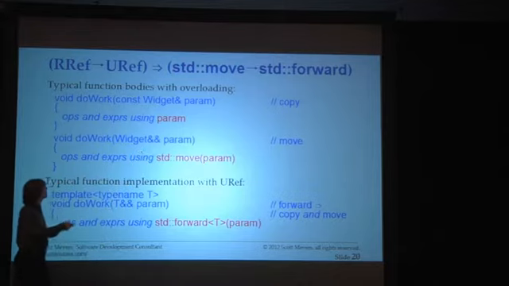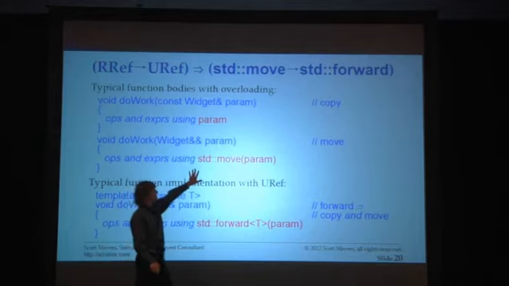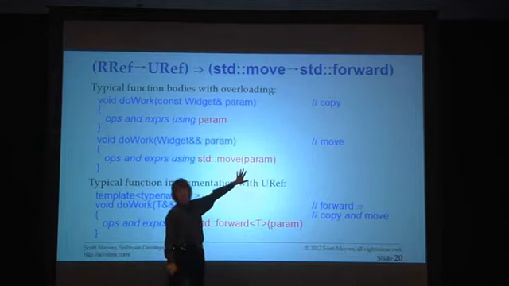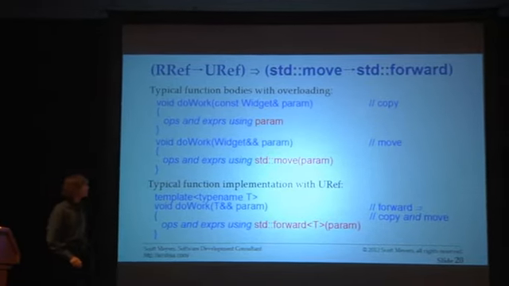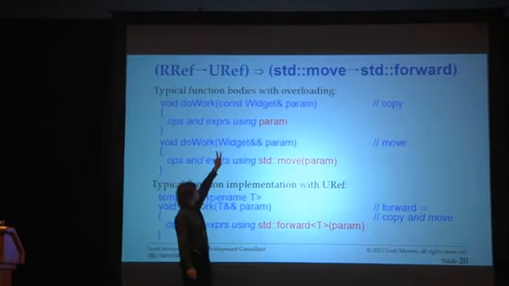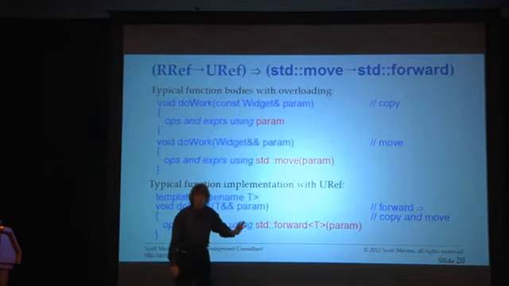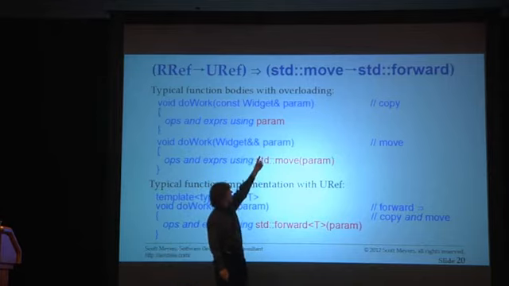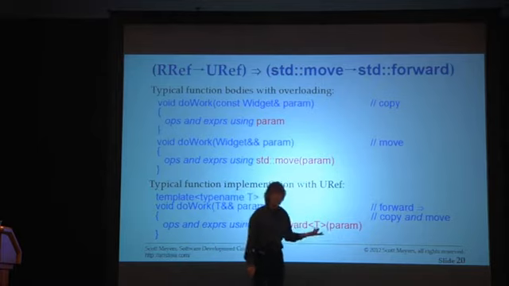Under these conditions, in this function, every time I refer to param, almost always, I'm going to want to say std::move(param). In fact, I strongly encourage you that if you are writing a function which takes an R value reference, unless you have a compelling reason why you don't want to treat it like an R value, get into the habit of just always taking that parameter and applying move to it. You should do this without even thinking about it.